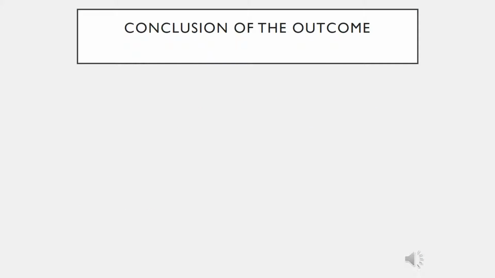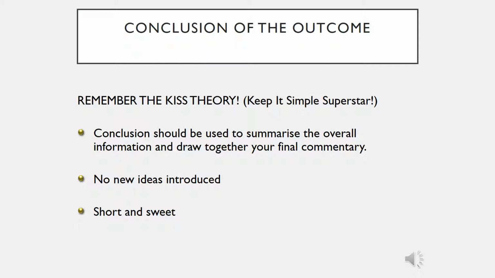Now, to conclude, again, I would say all of this adheres to the KISS theory, which is keep it simple, superstar. KISS theory says do what is easiest. Okay? Don't try to do the most complicated, difficult thing. Do what you can. And then, if you get a chance to review and extend, brilliant. Keep your conclusion short and sweet.